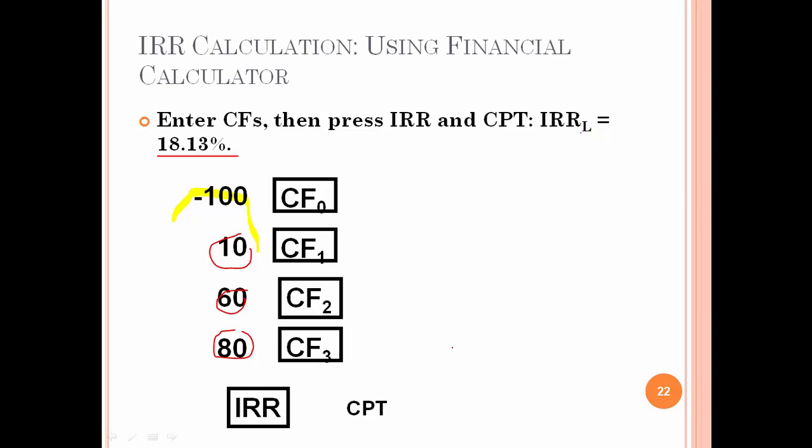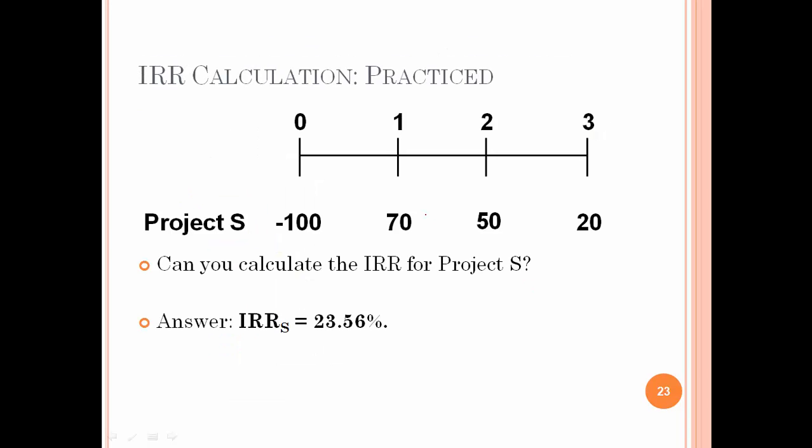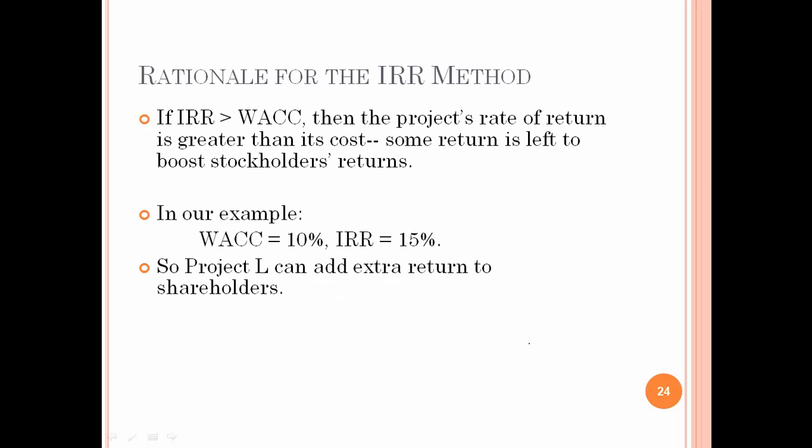And again, if you want to try with your financial calculator, you can refer to the video I posted on D2L that shows you how to use a financial calculator, including how to calculate the IRR. Now, as a practice, for project S, if you follow the same approach, you can compute the IRR, and it turns out to be 23.56%.